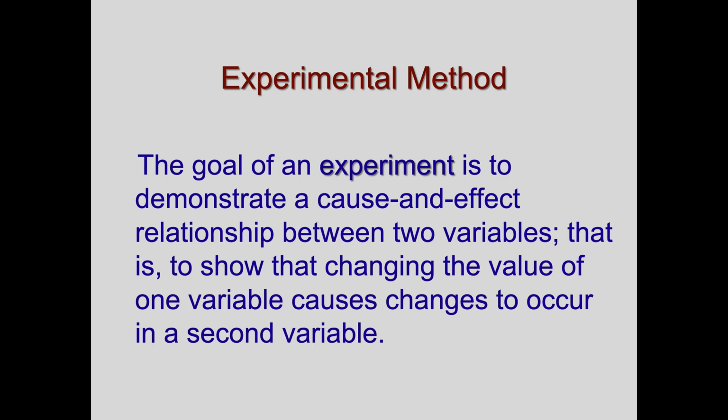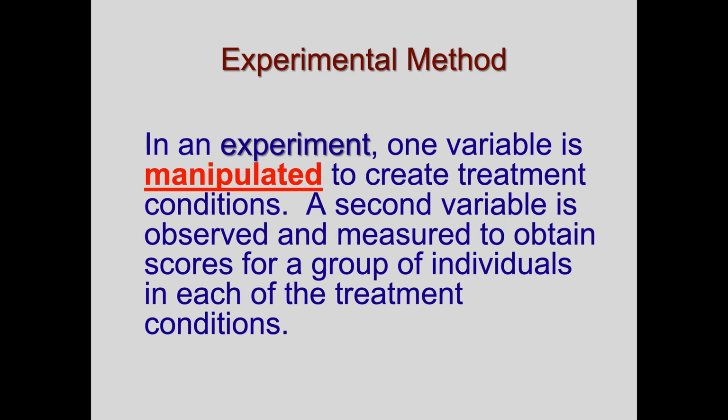Now, we said before that correlation does not show cause and effect. This is an experiment, and this experiment is trying to demonstrate that as one goes up or down, the other will also go up or down. If you change one, you automatically change the other. That's what the experimental method is trying to show.